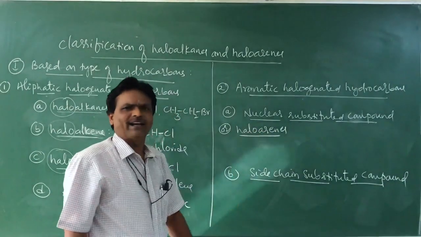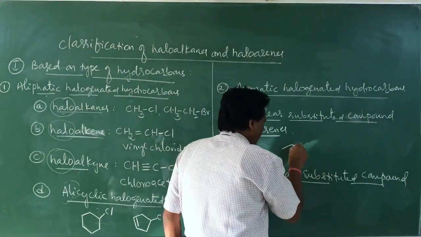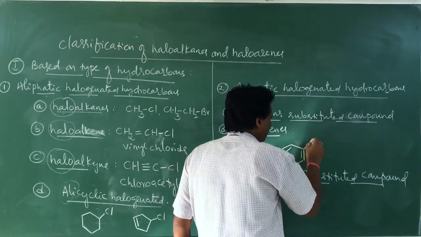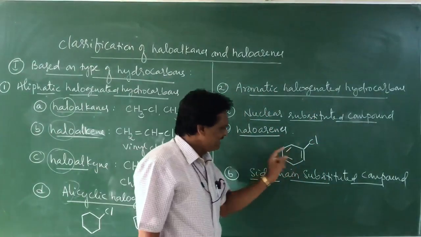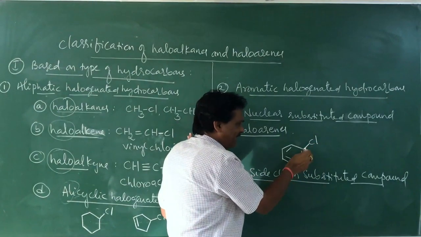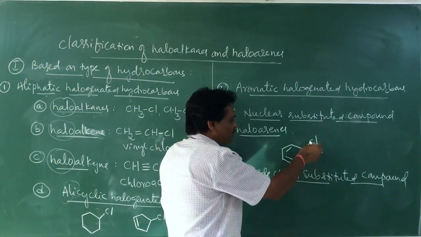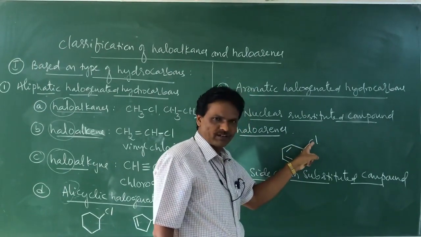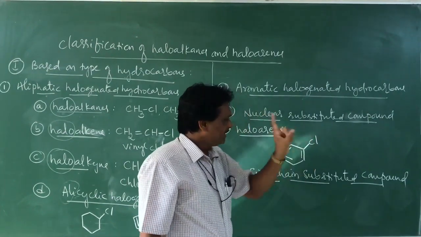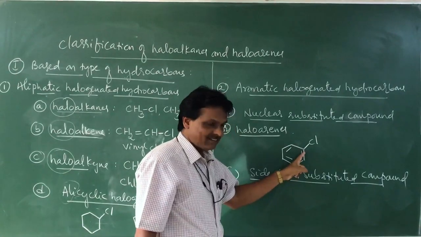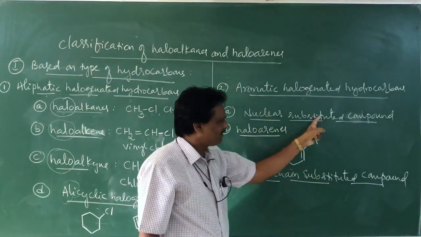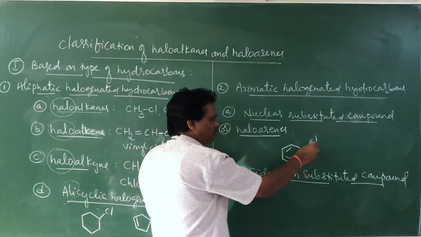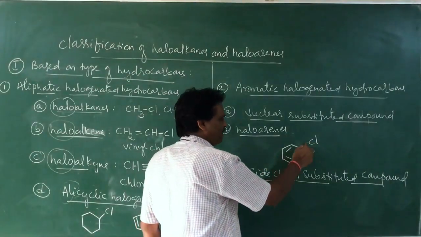So what are haloarenes? Look at this example. In case of benzene, if one of the hydrogen atoms of benzene is replaced by chlorine, in this compound chlorine is directly bonded with the benzene ring. This is the nuclear substituted carbon atom of the benzene ring, which carries halogen. So the halogen atom is directly bonded with the benzene ring. They are called haloarenes, or these are also referred to as nuclear substituted halogenated hydrocarbons.